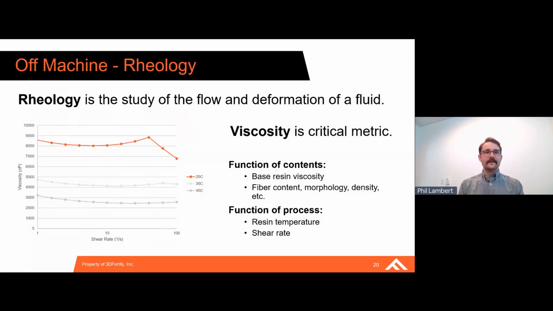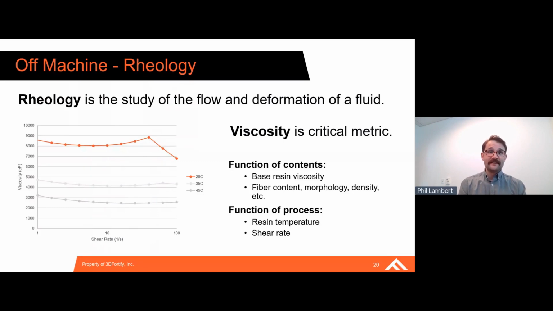So starting off with our off-machine experimentation, in that anatomy of a layer, the one thing I said the most was rheology. So rheology, for those who don't know, is the study of flow and deformation of a fluid. That's a pretty simple way to describe rheology, but we'll leave it at that for today's webinar. And out of that, I want to highlight that viscosity is a critical metric for us. If you're looking at this chart on the left, we have viscosity on the y-axis, shear rate on the x-axis. And what we're doing is we're plotting the viscosity of a filled fiber system as a function of shear rate and as a function of temperature. And you can see that the material's behavior changes as a function of shear rate at different temperatures. And so that means that there are process inputs that can control how this material's behavior changes. I'm talking specifically about CCAM's resin temperature and shear rate. And shear rate can be controlled through build plate plunge, for example.